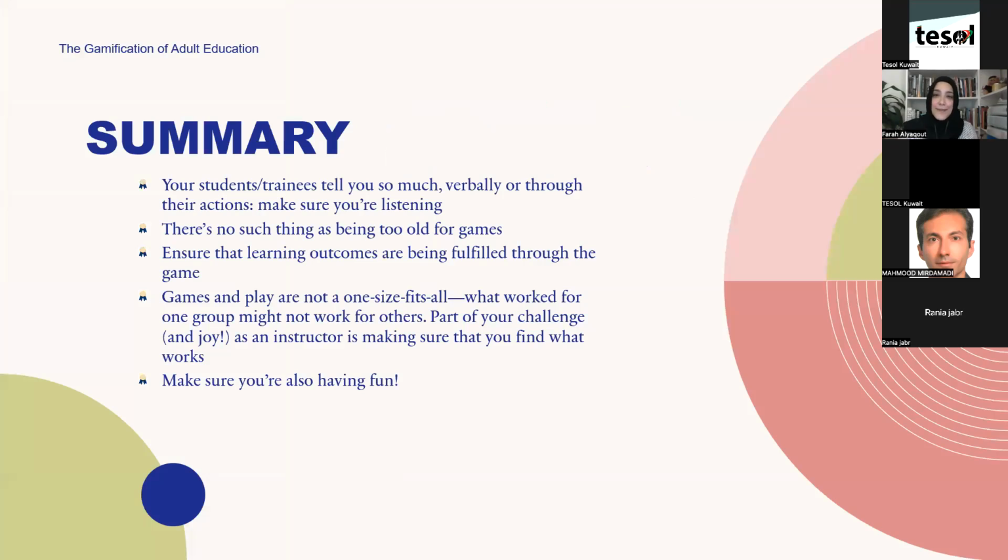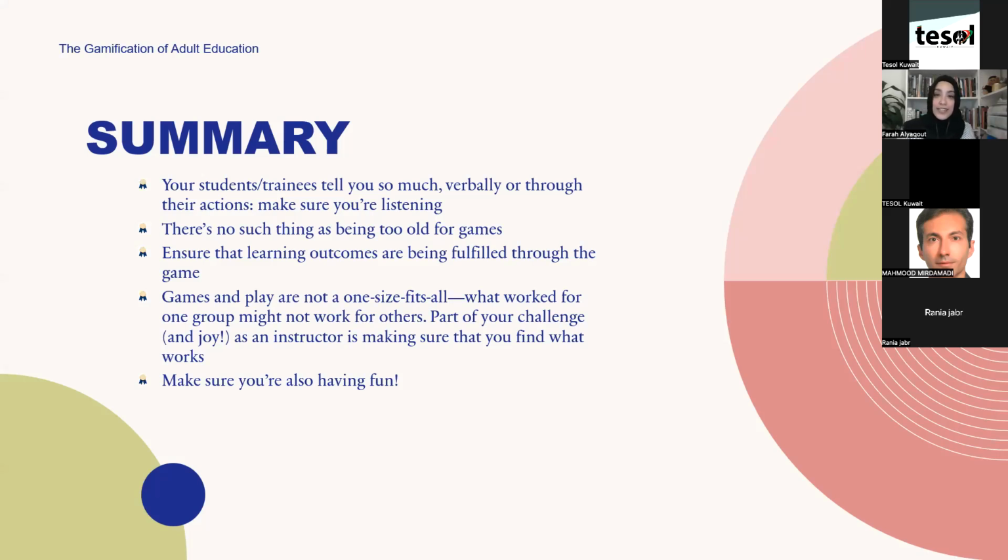In summary, your students or your trainees, just because I don't currently have students right now, sometimes I just say trainees, they tell you so much verbally or through their actions. Make sure you're listening. For example, in my training, had I not known that the trainees wanted a de-stressing exercise, I might not have incorporated it. Students and trainees tell you so much.